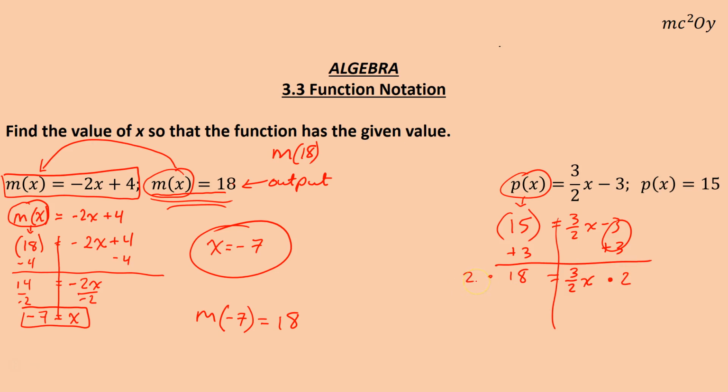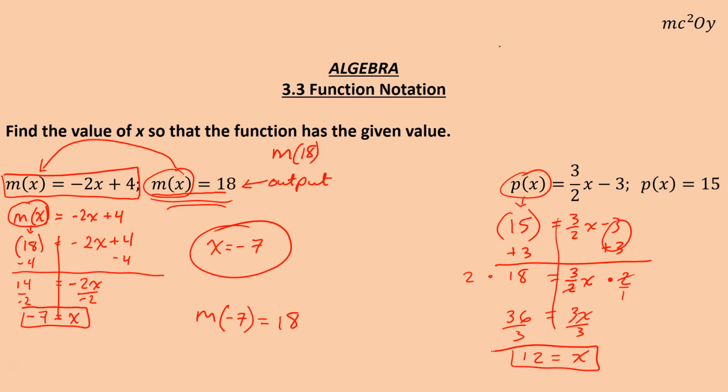Well, notice when I multiply this side by 2, it says I have 3 halves and I'm going to double it. Really what happens is those two 2's cancel. I'm left with 3x, and that equals 2 times 18, because whatever I do to one side, I have to do to the other. That gives me 36. And then I can divide by 3. We get x is 36 over 3, also known as 12.